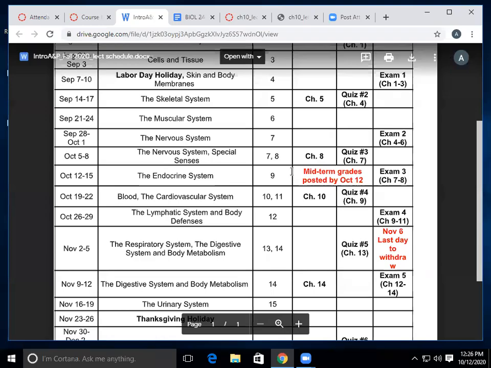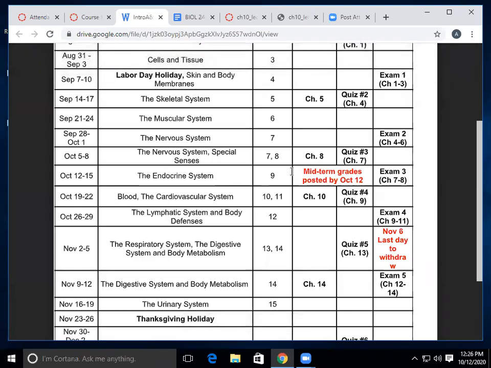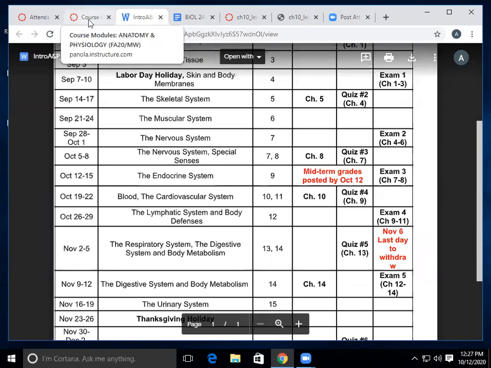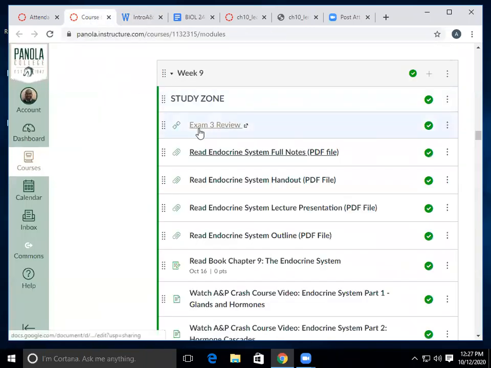All right, so we're in the week of October 12th through the 15th, covering the endocrine system. End of the week, you've got exam 3 over chapter 7 and 8. So I posted in the modules. You look here in week 9, there's exam.